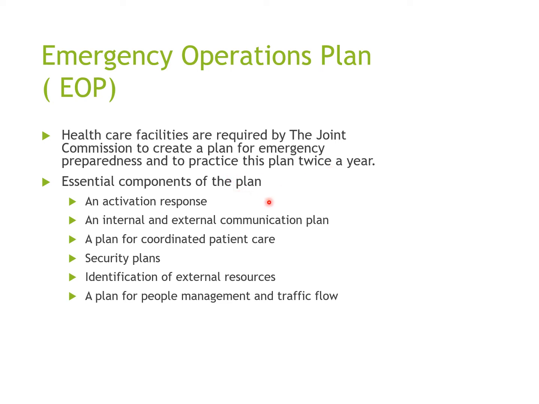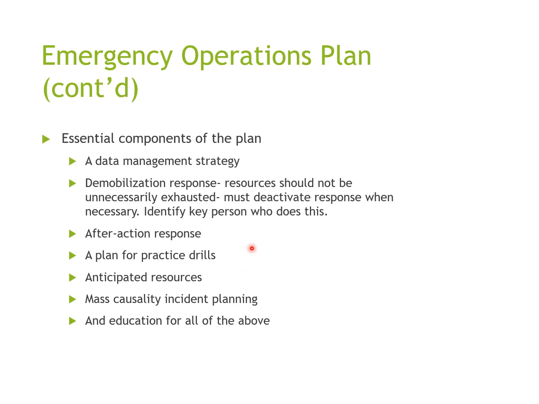So what are the essential components of the plan? Well, there has to be an activation response, an internal and external communication plan, a plan for coordinated patient care, security plans, identification of external resources, a plan for people management and traffic flow. So like right now, the hospital is trying to build up external resources by identifying, okay, who are my nurses that are retired? Who are my nurses that are soon graduating? I want to know what my resources are in case my numbers go up, and I can pull from those people, and ask them to come in and help me. Right. Essential components of the plan.